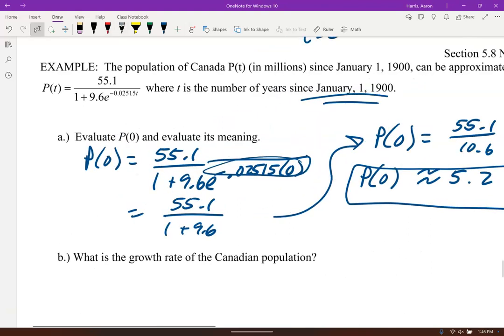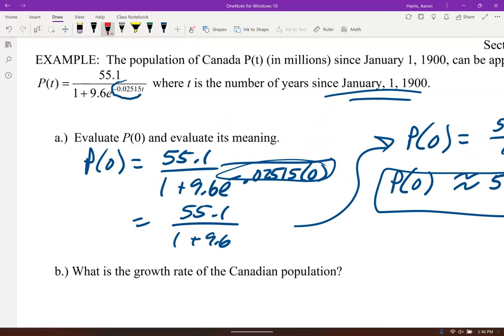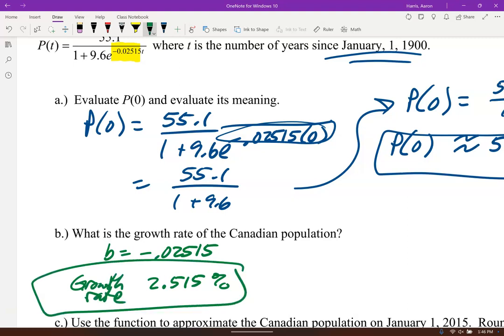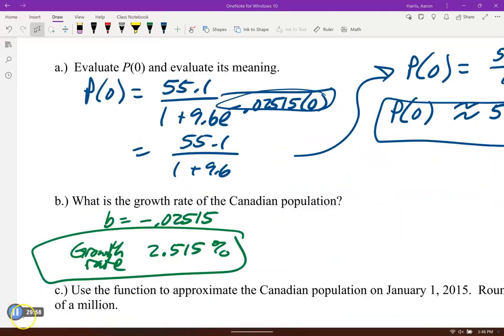That's the B value, so it's this right there, negative, whoops, let me do it in yellow here, negative 0.02515. That's the growth rate. In other words, it's 2.515%. Would that be a negative percent? I had a good question on this. Is that a negative percent? No, this is growing. This population's growing.